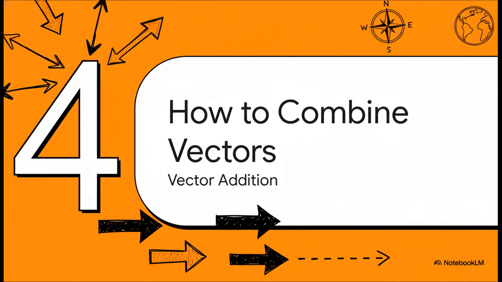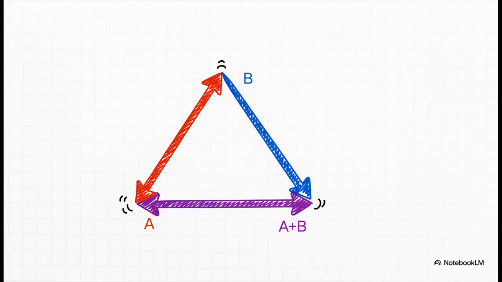Okay, so what happens when you're dealing with more than one vector at a time? Like maybe 2 people are pushing a box from different angles. You gotta add them together. But with vectors, it's not as easy as 2 plus 2 because, well, the directions matter. Visually, it's actually kind of easy.